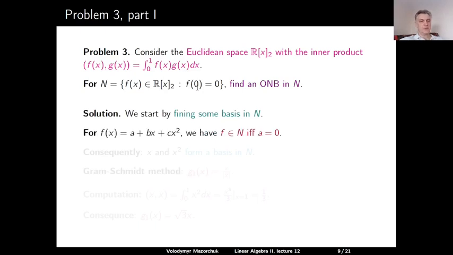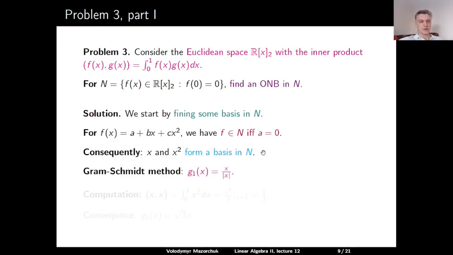A general polynomial of degree at most 2 can be written as a plus bx plus cx squared. And the condition that f of 0 is equal to 0 is equivalent to the condition that a is equal to 0. So an arbitrary element in N can be written as bx plus cx squared. Consequently, x and x squared form a basis in our vector space N. So let us apply Gram-Schmidt's process to the vectors x and x squared.